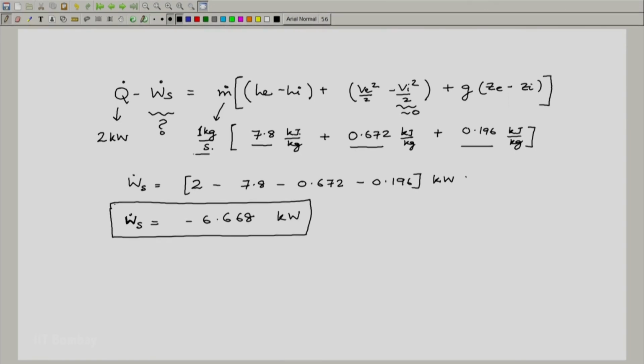So, this is a problem where we considered every term and we neglected none of the changes in potential and kinetic energies, and that was reasonable since the terms were comparable. But typically in turbine and compressor problems, you will realize that these terms would be negligible. Right now, that is it. Thank you.